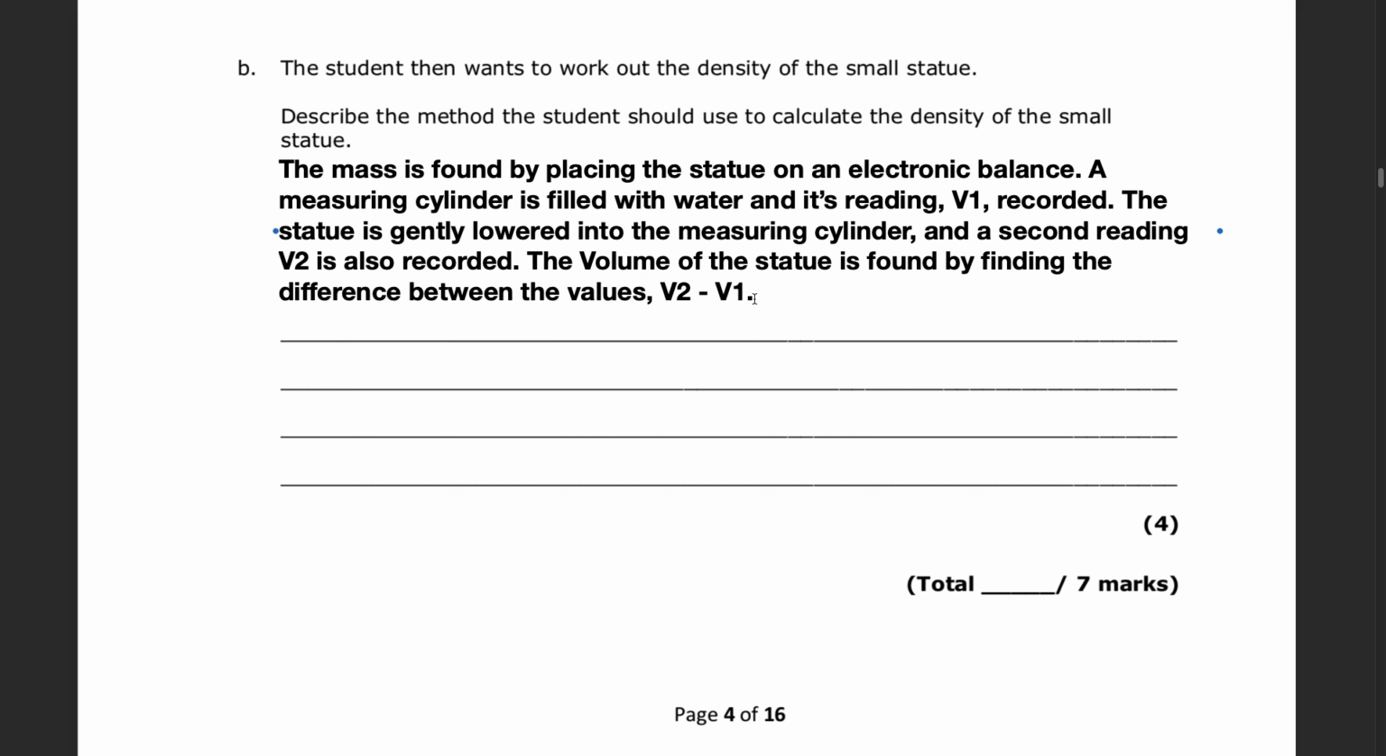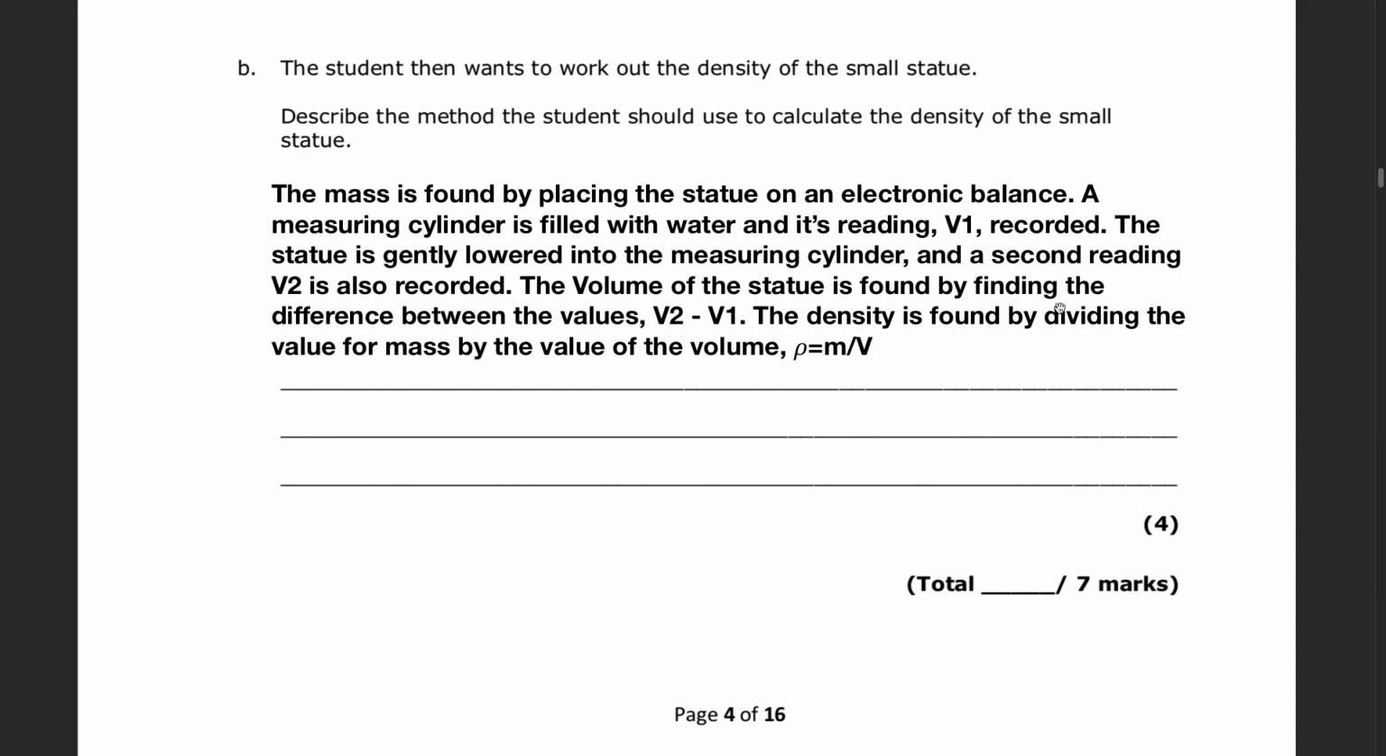Finally, since we now have a reading for the mass and a reading for the volume, we can measure the density. So the density is found by dividing the value for mass by the value of the volume, according to ρ equals m divided by V. And that is the answer for part B of question 4.